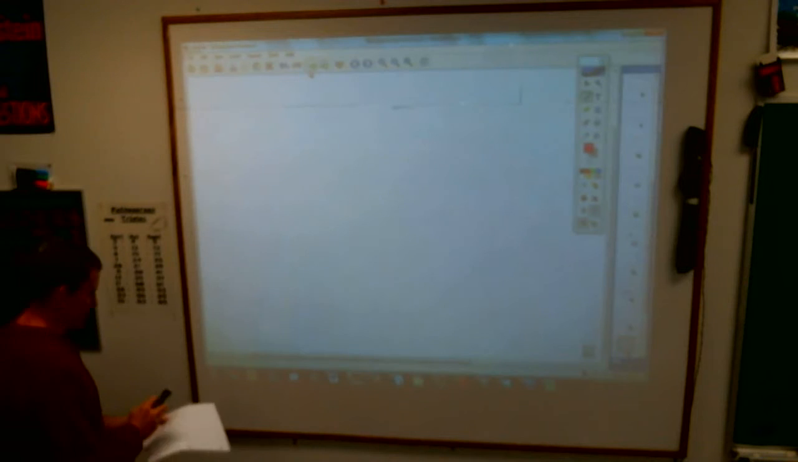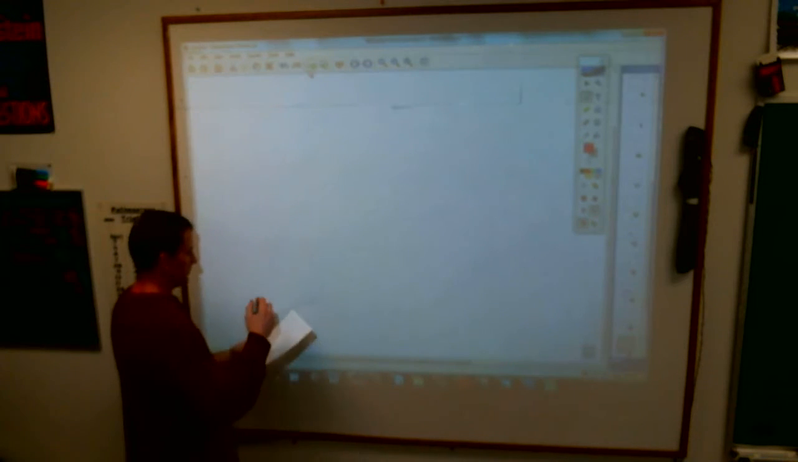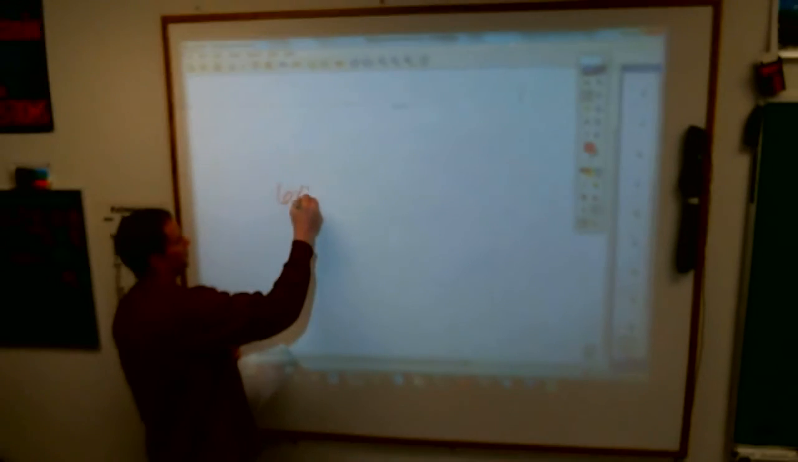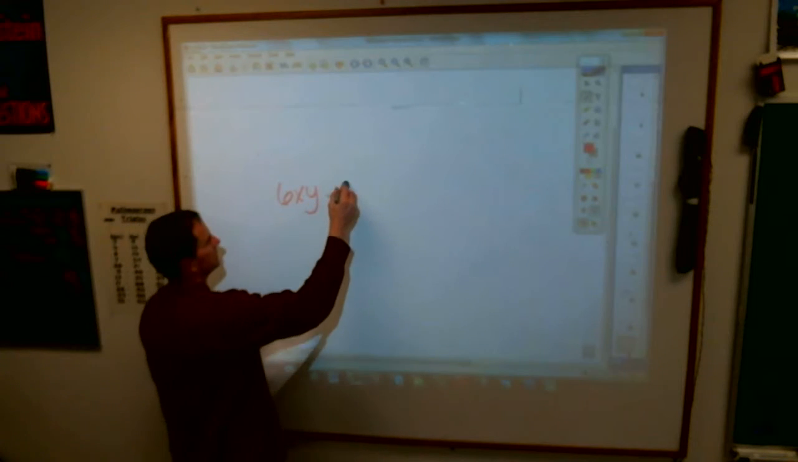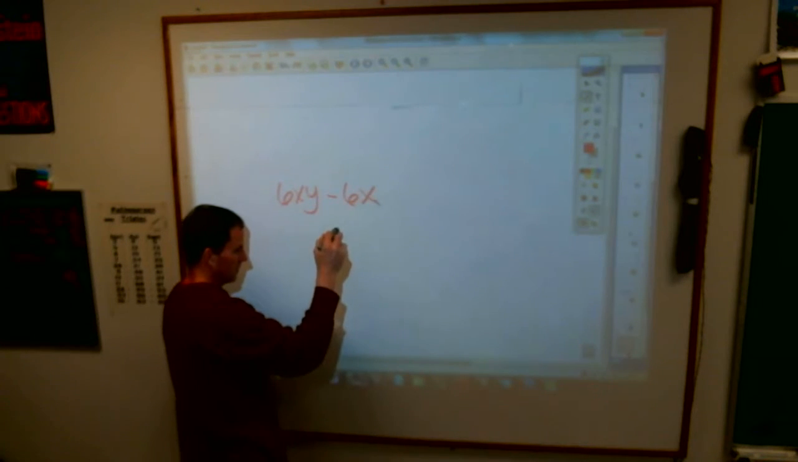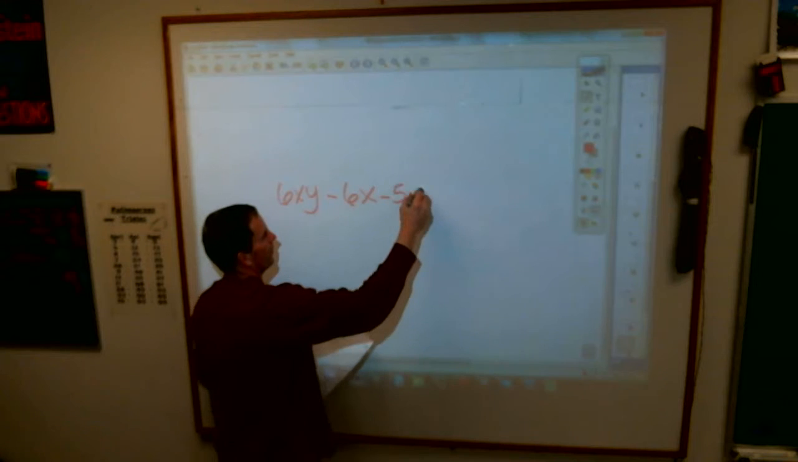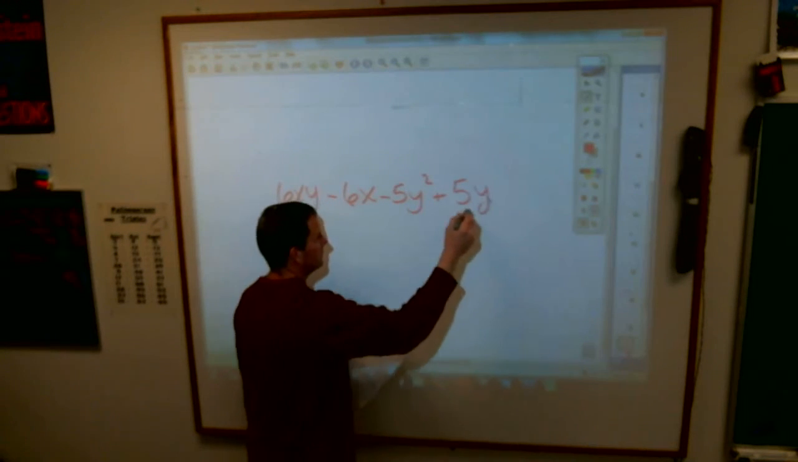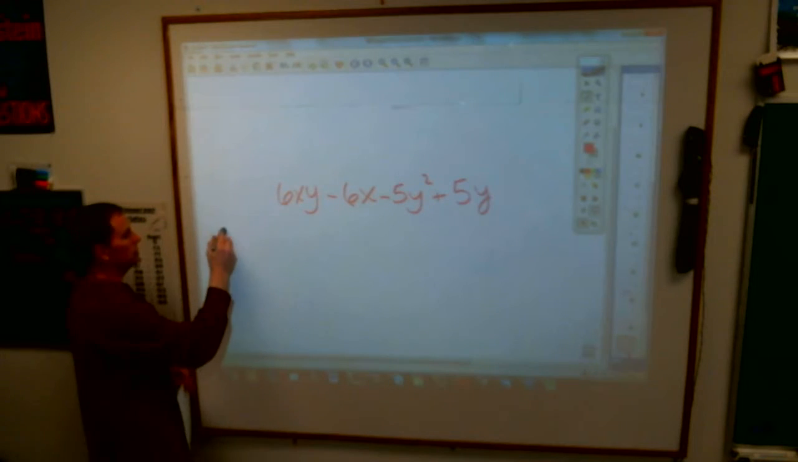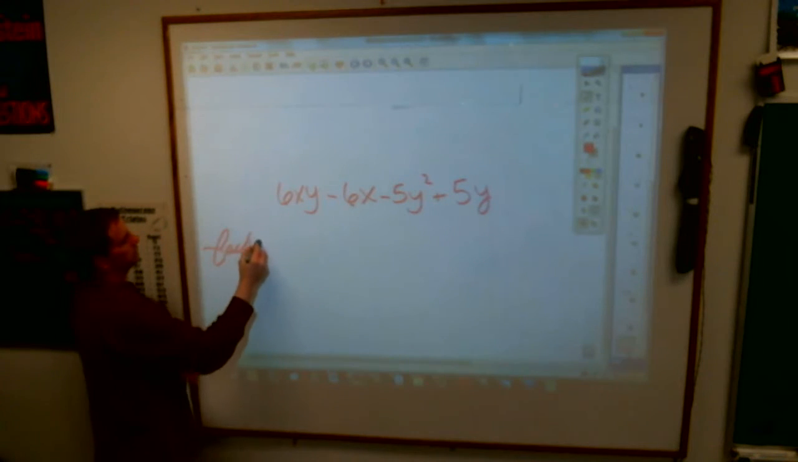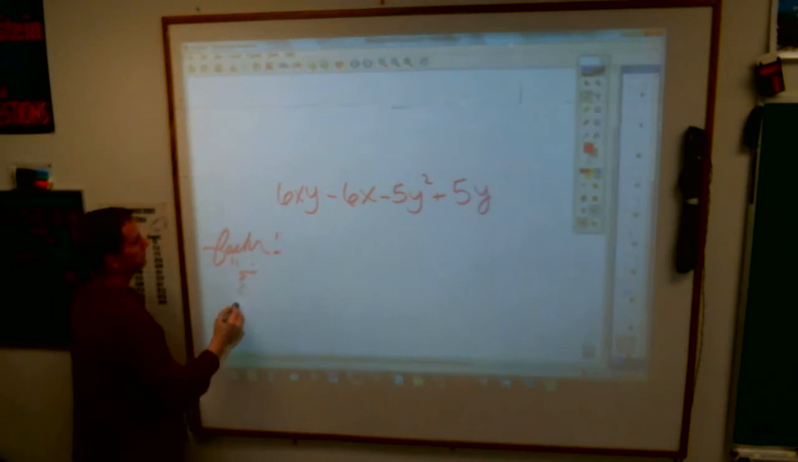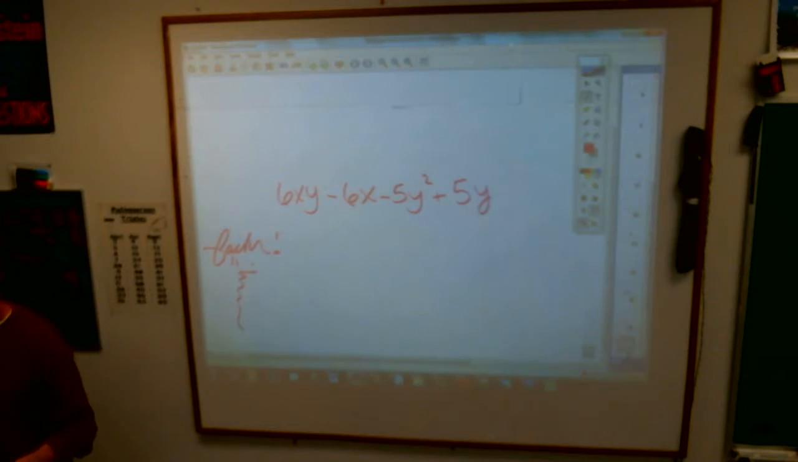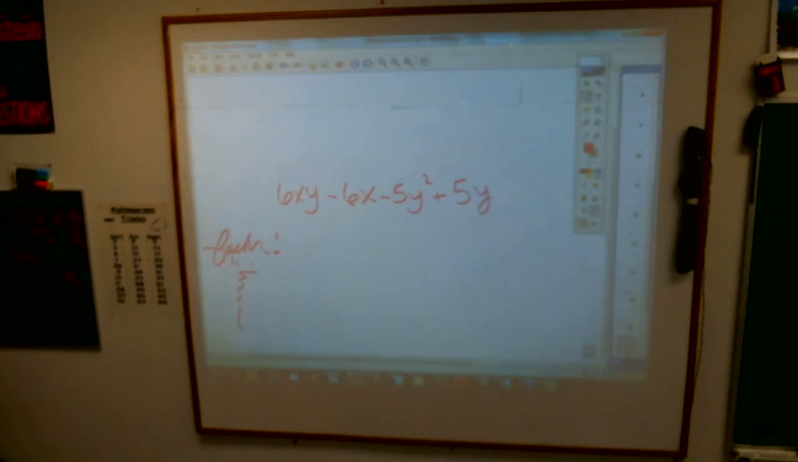Number 17. I would like for you to try number 17, which looks like this: 6xy minus 6x minus 5y squared plus 5y. And your job is to give it a shot. You never know how much you know until you try what you don't know.